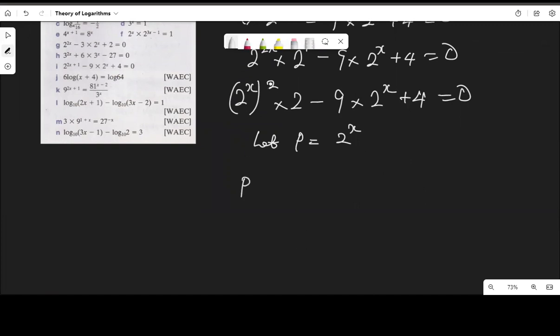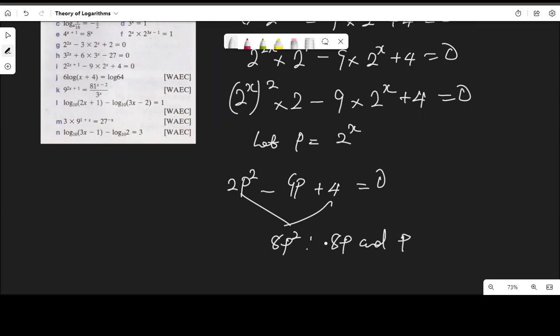So the first one here will be p squared. Then p squared times this 2 will be 2p squared. Minus 9, again this is another 2 to the power of x. 2 to the power of x is now p. P times 9 is 9p. Plus 4 equal to 0. Again we arrive at a quadratic equation. 2p squared times 4 is 8p squared. 2 factors of 8p squared that can add up to 9. That should be 8 and 1.